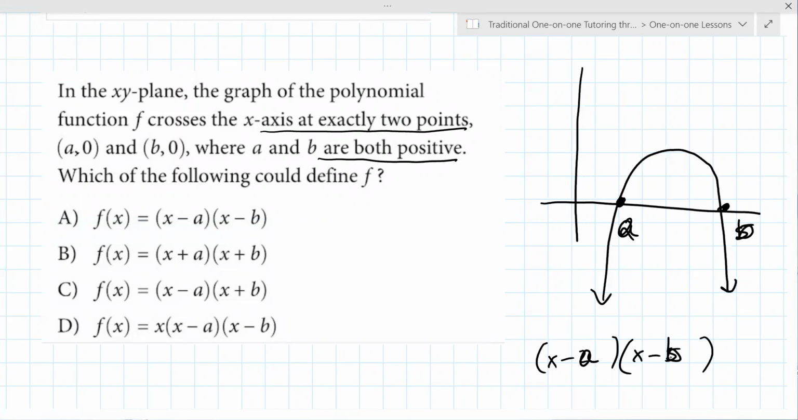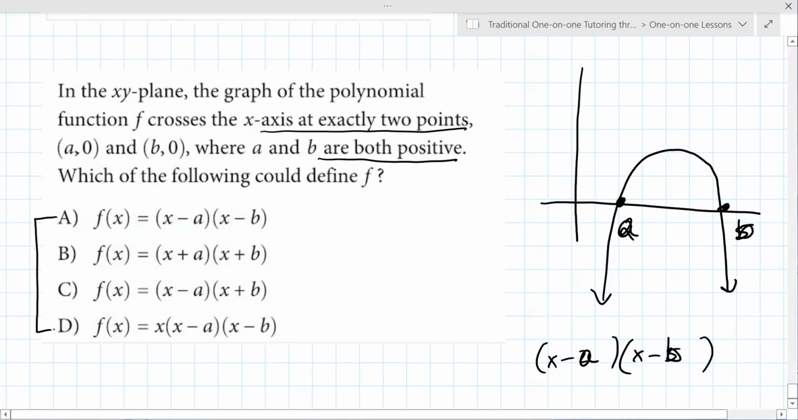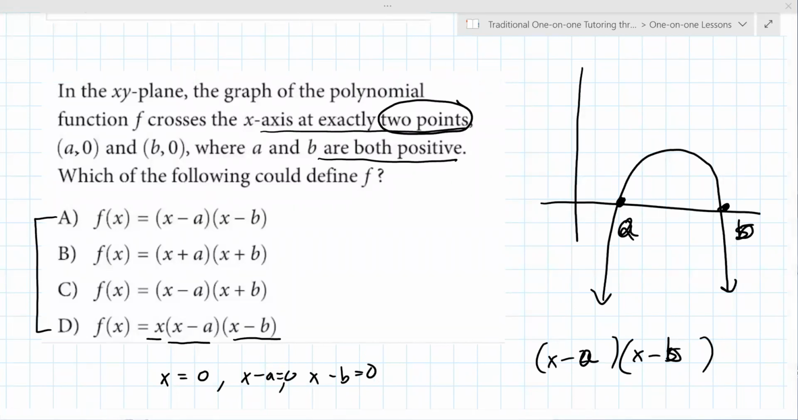What is the difference between A and D? There's an x in front of x minus a. Yeah, now it says it has 2 solutions. This last one here has 3 solutions because you actually set all 3 of them equal to 0. You see that? Yeah. So that's the difference. Oh no, sorry. I said it would be A, but it probably didn't. Yeah.